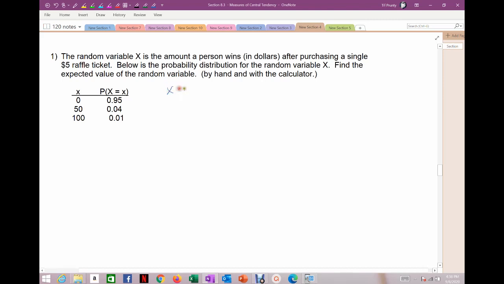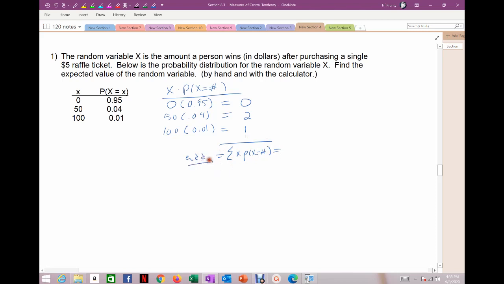And so what you do is you take x times the probability of x. So that's the first thing I'm going to do here. So the first one is 0 times its probability, which is 0.95, which comes out 0. The next one would be 50 times 0.04, which comes out 2. The next one would be 100 times 0.01, which comes out 1. Right, then it's the sum of those, right? It's the sum of x times its probability. Sum means add them up. And so it would be 0 plus 2 plus 1. And so our expected average, the expected value, would be 3.